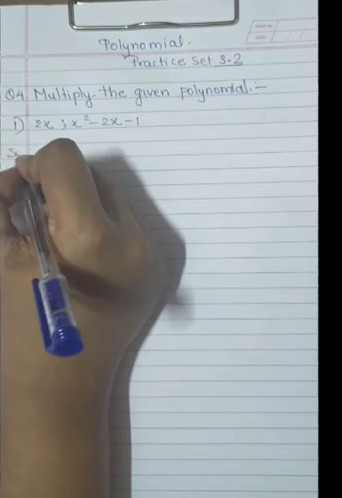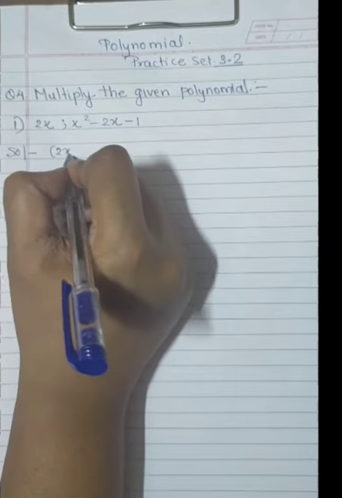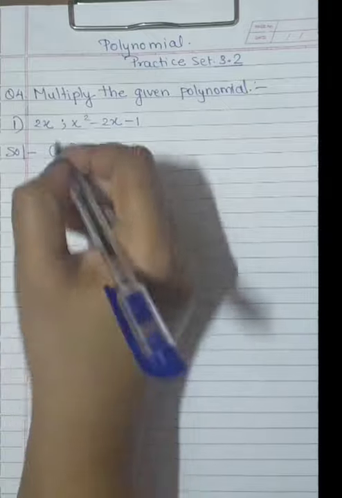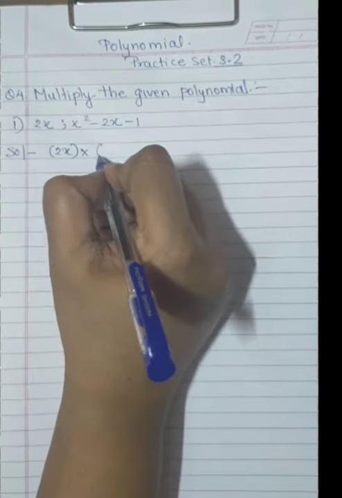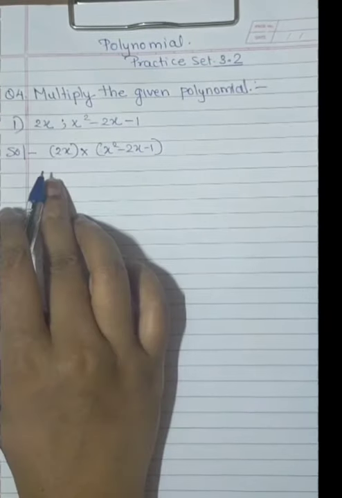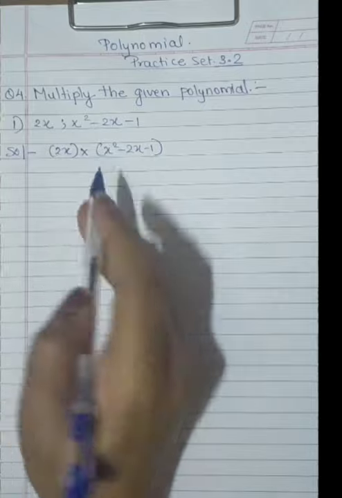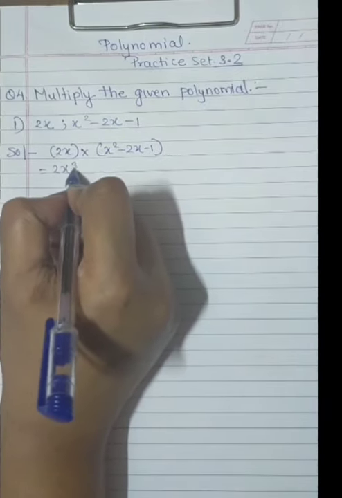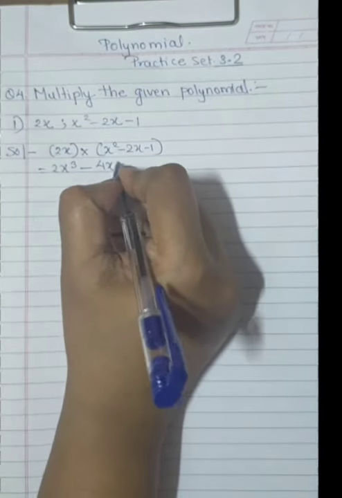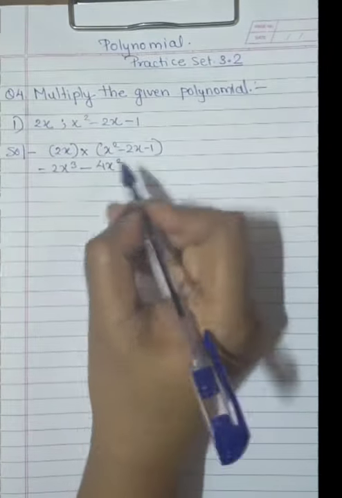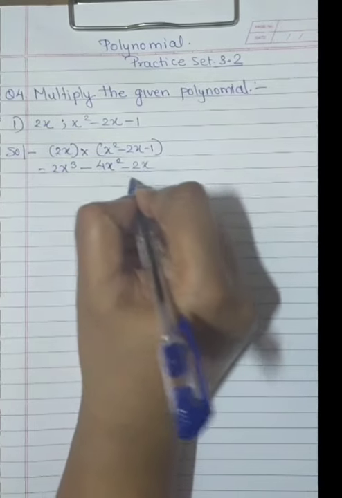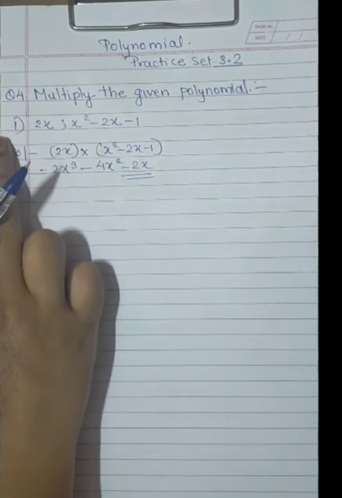First solution. Okay, 2x, it's a monomial, multiplied with x square minus 2x minus 1, that is a binomial. So this will get multiplied with this, we will get 2x cube, minus again 2 times 2, 4x square, again minus 2x multiplied by 1 will give 2x. We got the answer of question number 1.